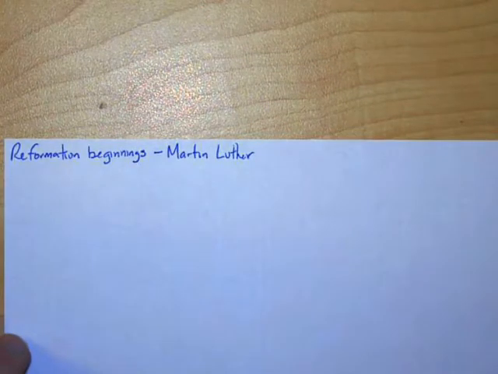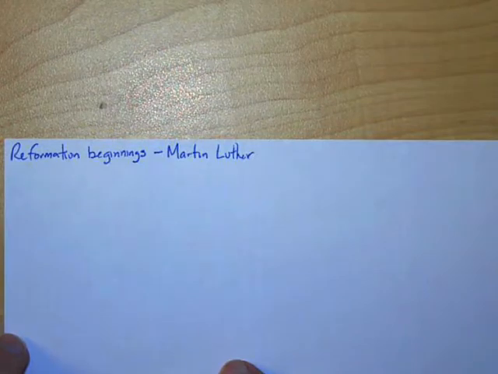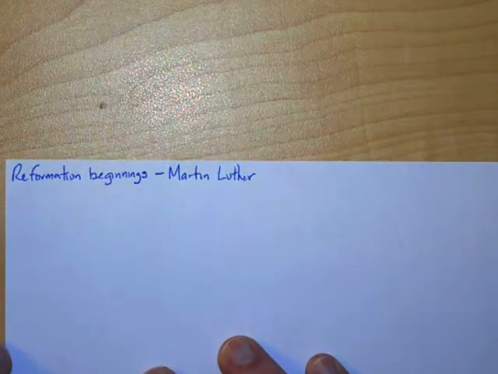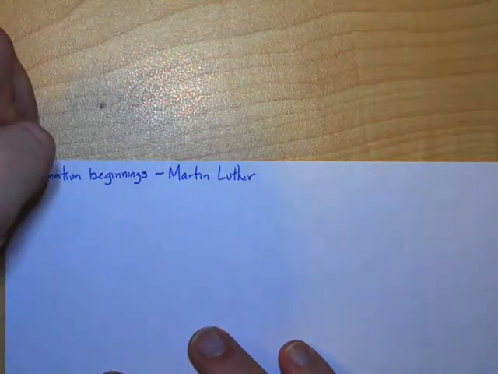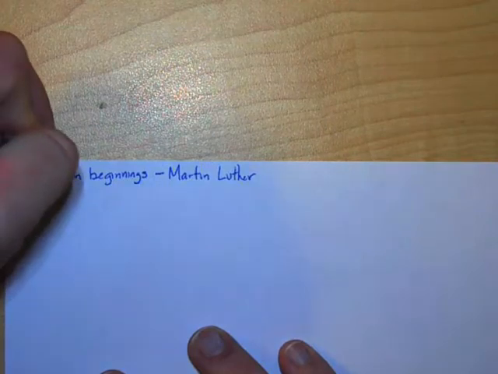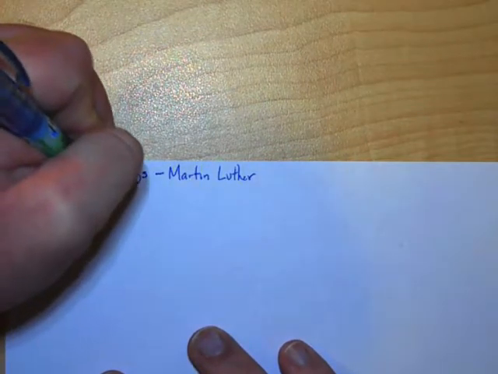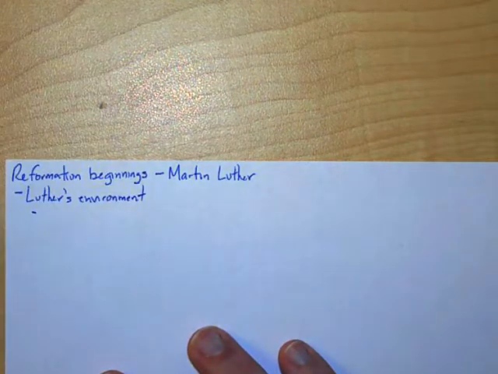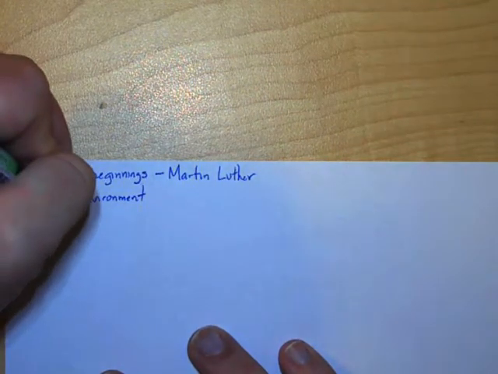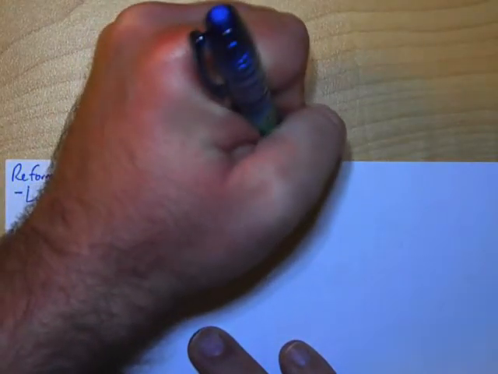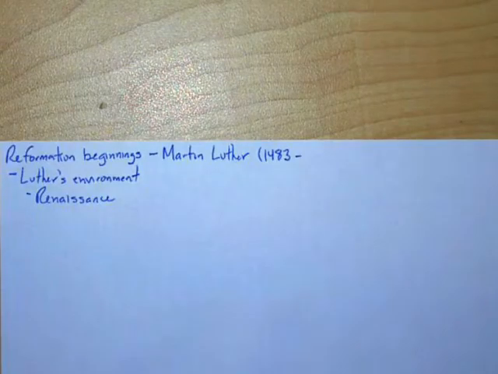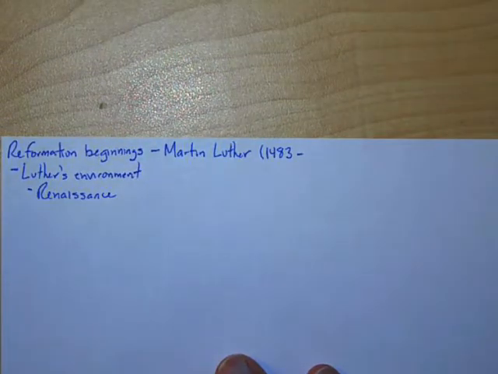So Martin Luther was born in an environment in which we're seeing a lot of big changes. So let's think about Luther's environment. So we're in the midst of the Renaissance, kind of the tail end of the Renaissance. Luther is born in 1483, in the height of the Renaissance.